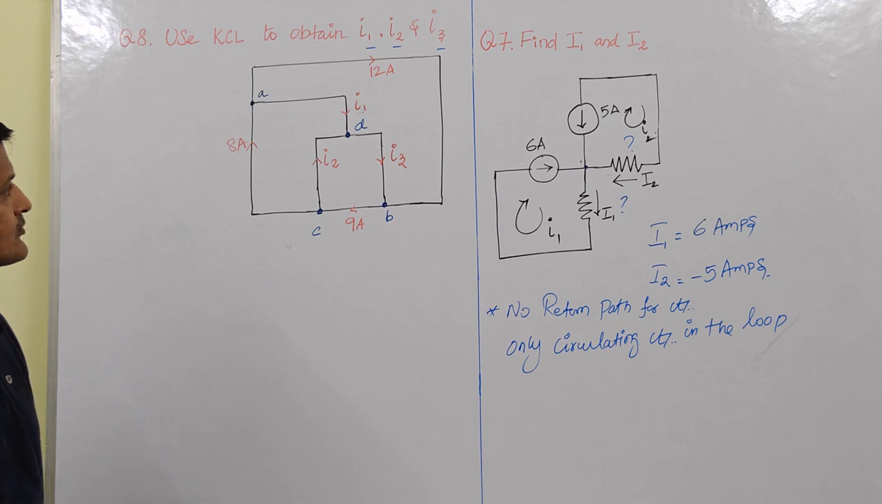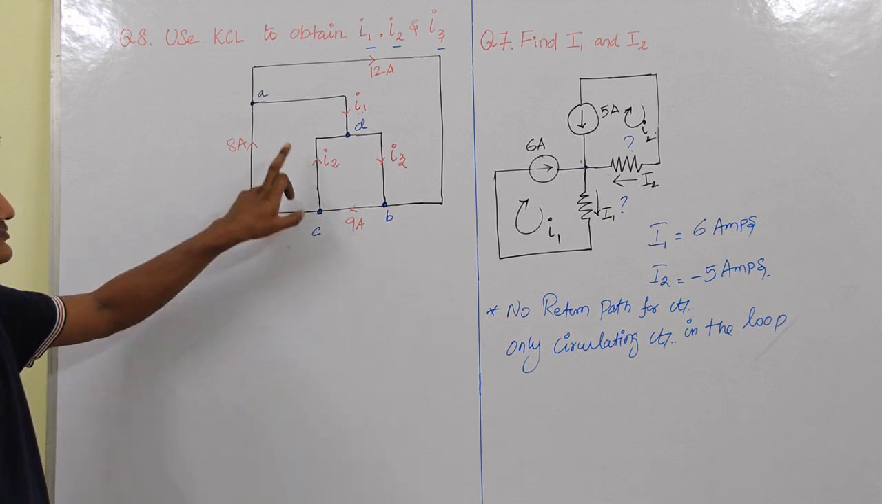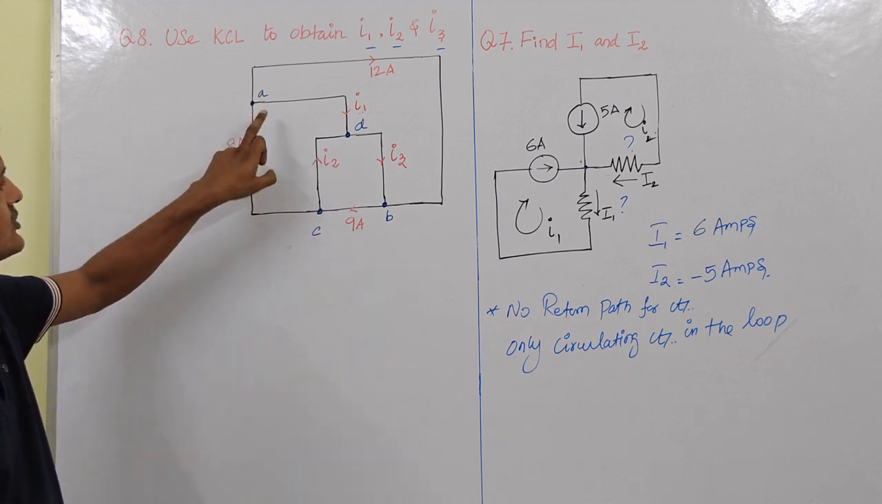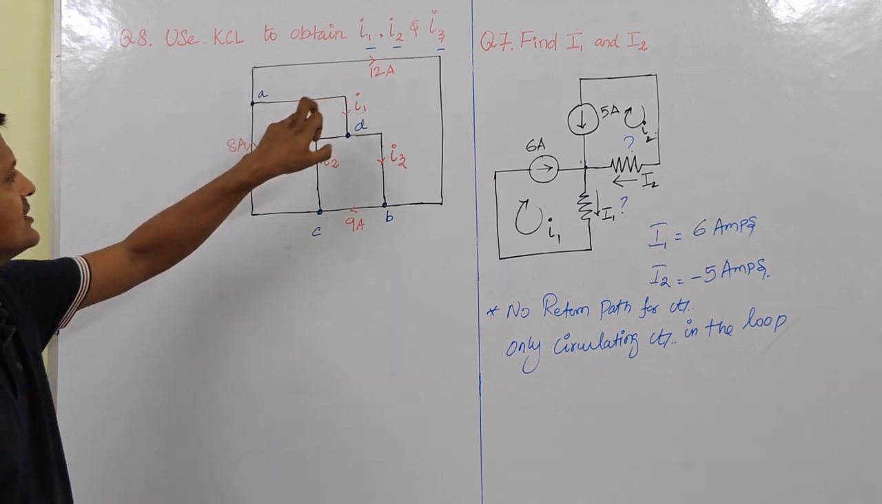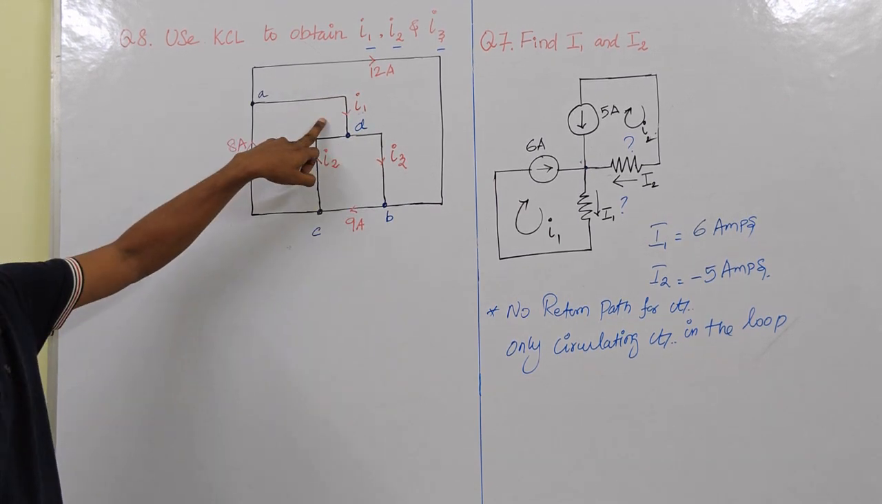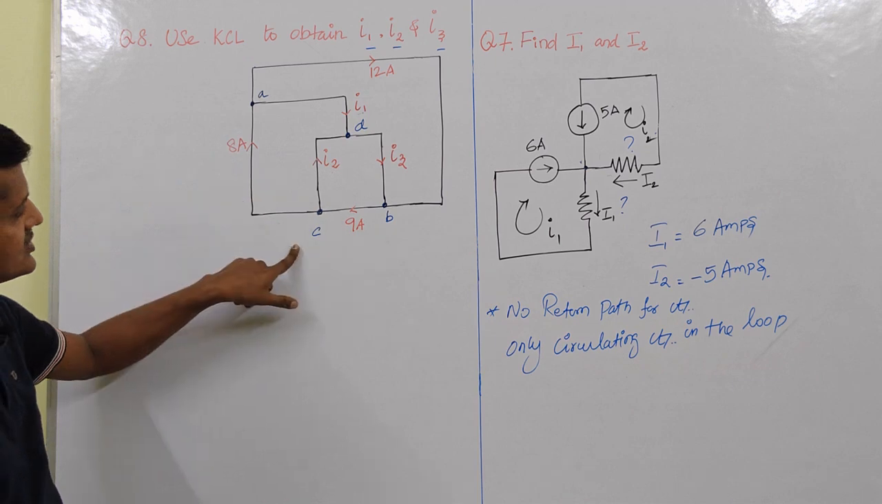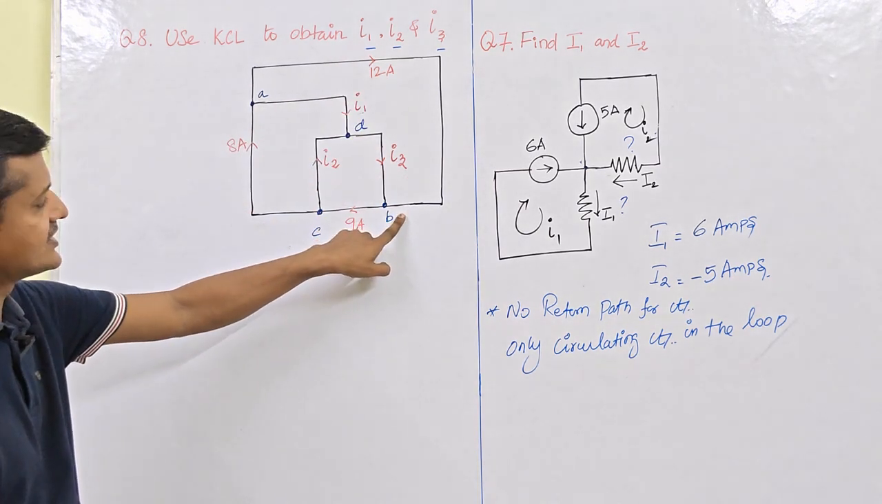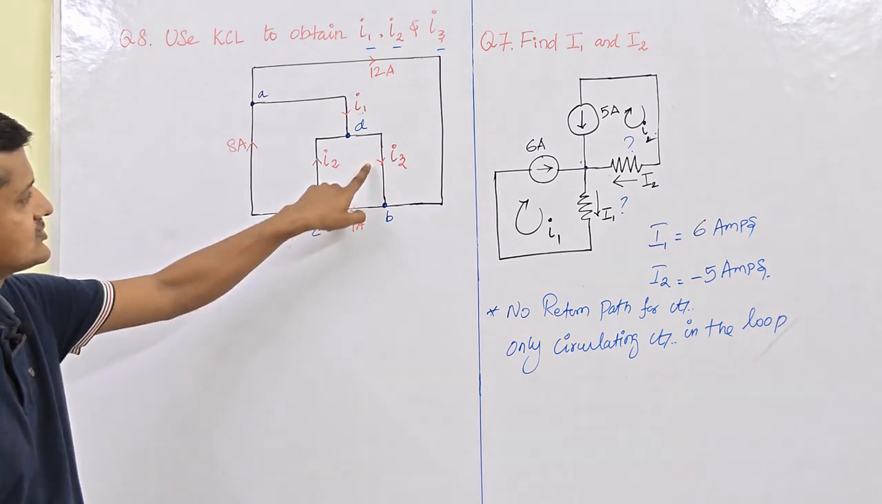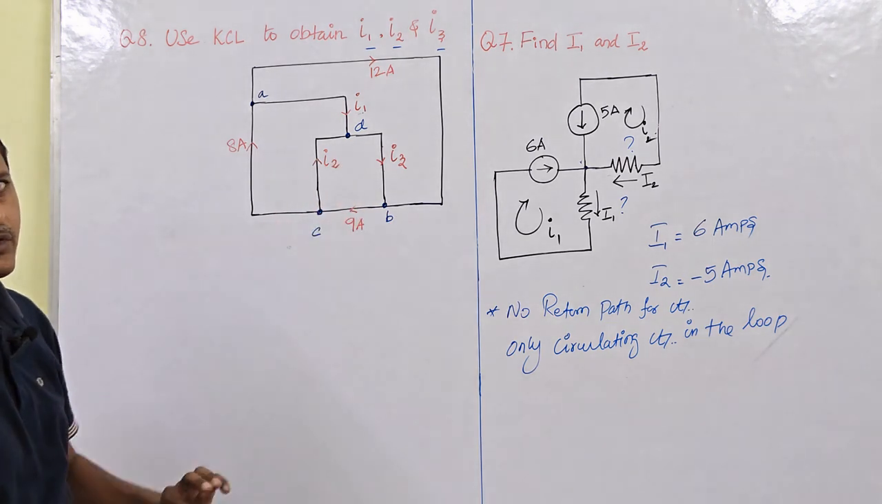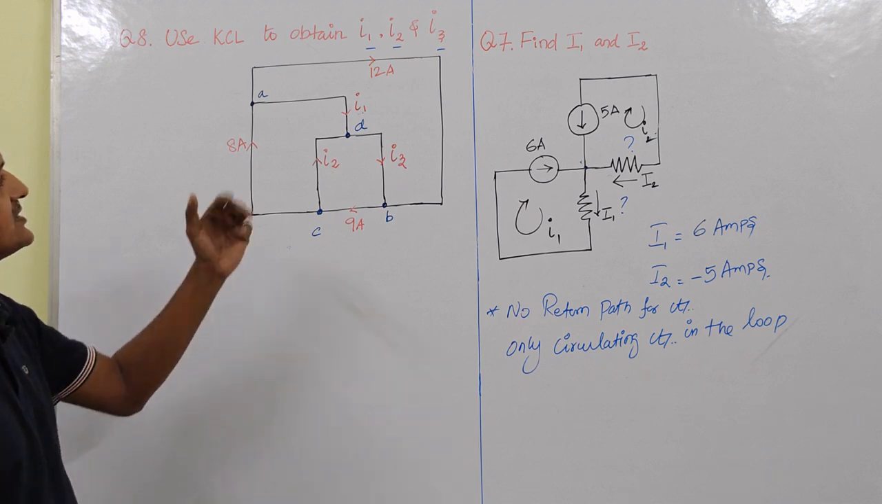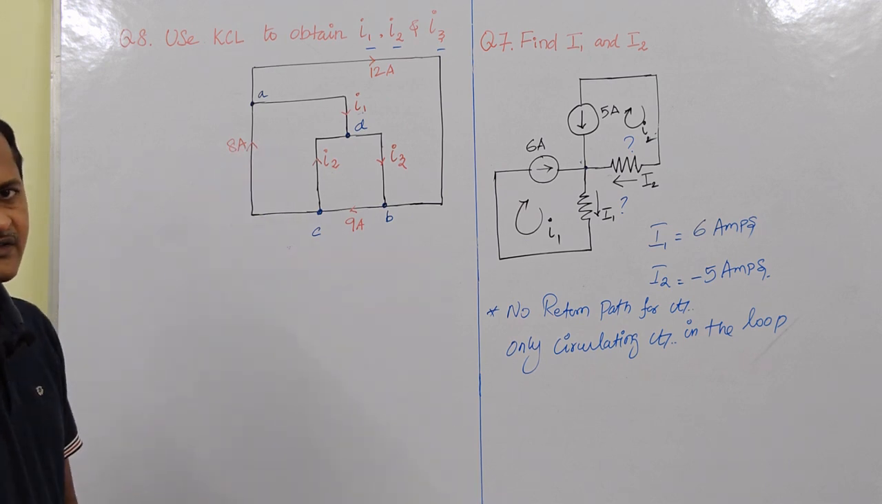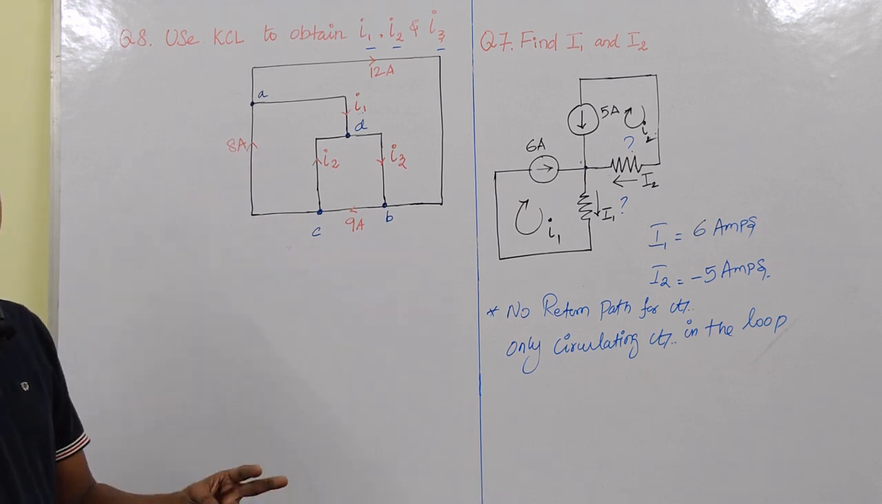Here, at the first node, 8 amps is entering, so we can find I1. Next, take I2: the current entering is 12 amps, and 9 amps is leaving. So when I3 comes in, we can find its value. So using the node reference method we can find the values of I1, I2, I3.